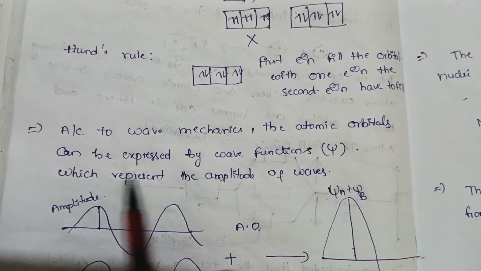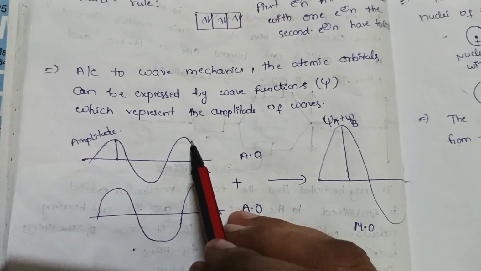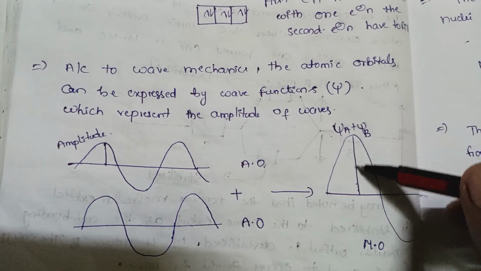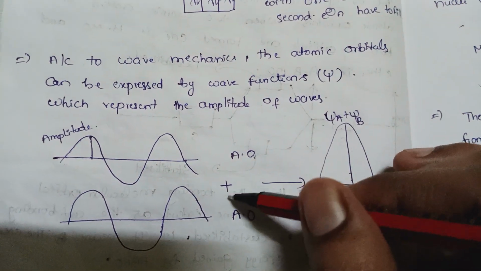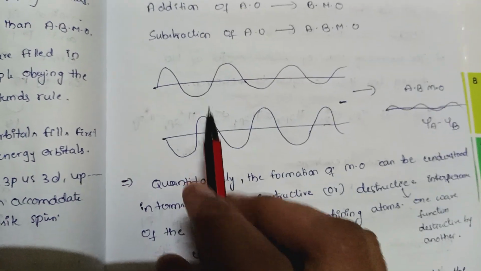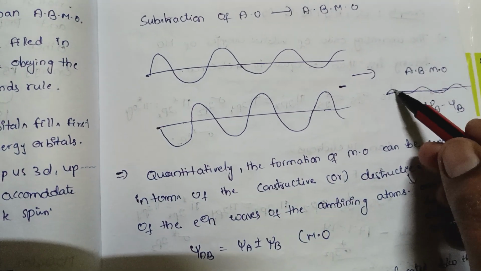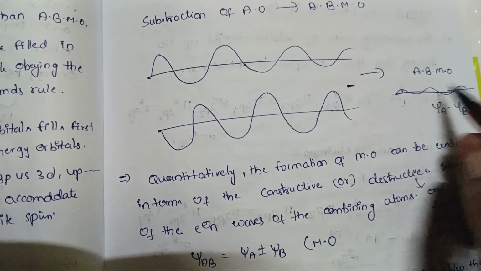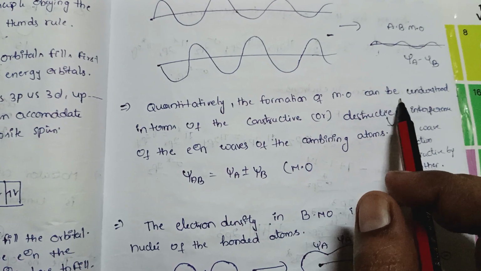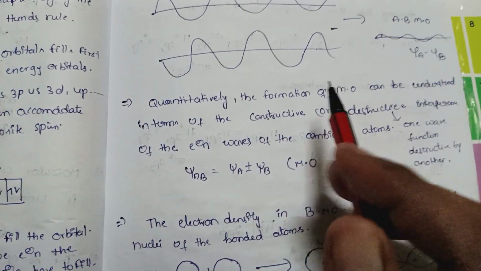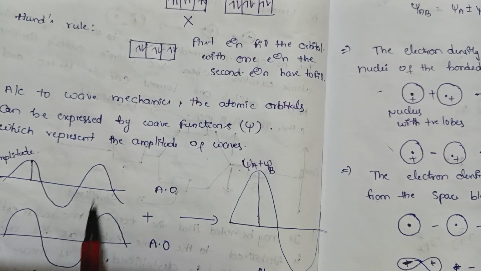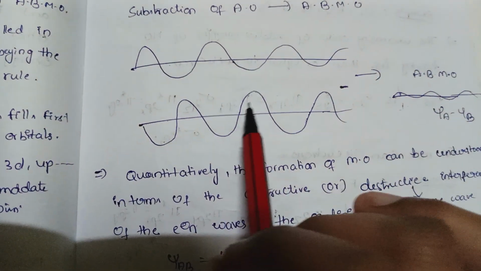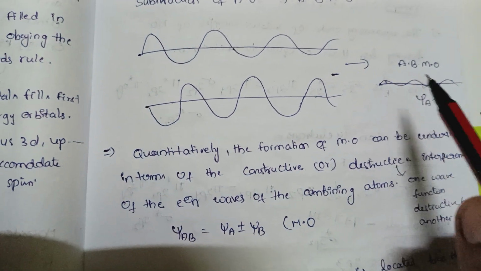According to wave mechanics, atomic orbitals can be expressed by wave functions, meaning atomic orbitals are like waves. See, when two atomic orbitals are added, the amplitude increases. Whenever two atomic orbitals are subtracted, the amplitude of the molecular orbital decreases. Qualitatively, the formation of molecular orbitals can be understood in terms of constructive or destructive interference. Whenever we add two atomic orbitals, this is constructive, meaning it increases the amplitude. But when we subtract two atomic orbitals, the amplitude decreases, which is destructive.